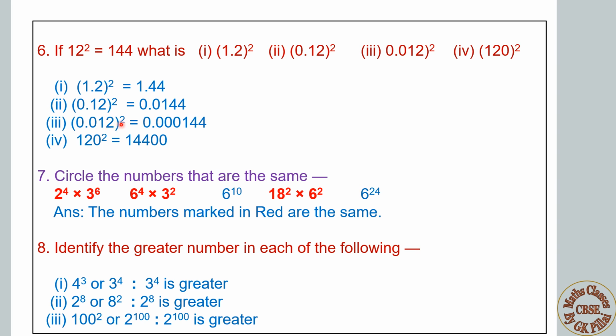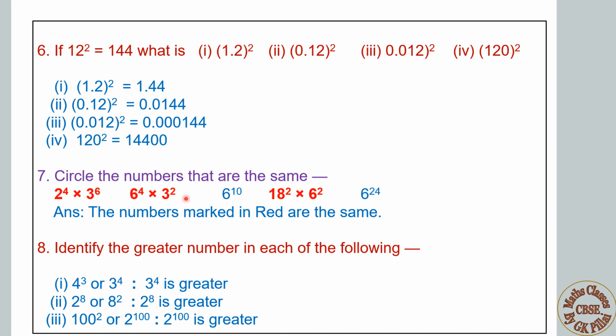0.012 raised to the power of 2 will definitely have 144. But here there are 3 digits, so in the square there should be 6 digits. So you have to add more zeros. 120 raised to the power of 2 will be 14400 only.